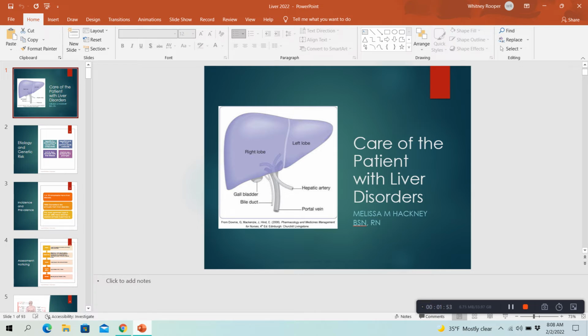So a lot of your HESI content comes with the liver, just so you know, to prepare for the end of your class this semester. A lot of HESI content is about the liver, so you want to make sure you get this content down.